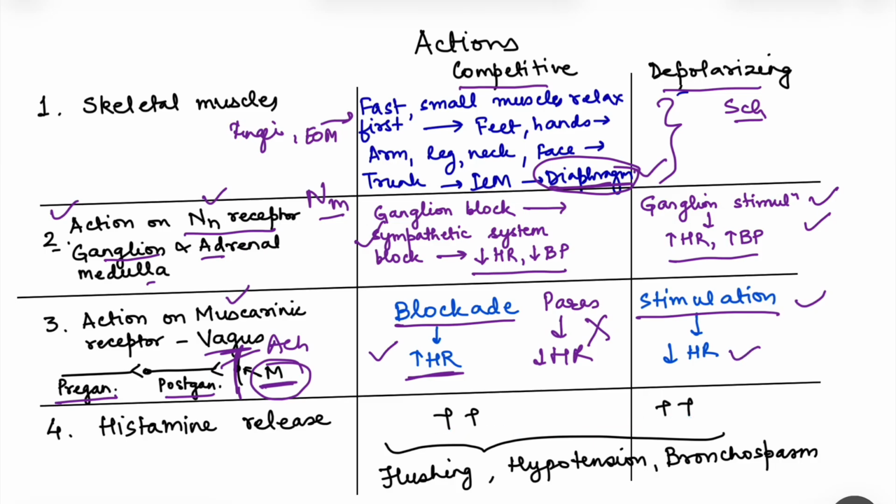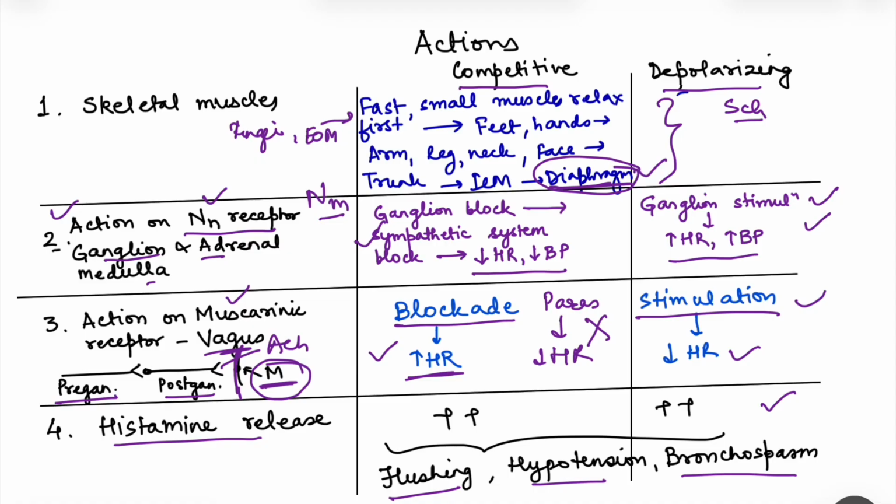Then one very important action is release of histamine. Histamine release is by the direct action of these blockers, and both the competitive as well as the depolarizing blockers may cause the release of histamine, and this leads to flushing, hypotension and bronchospasm.